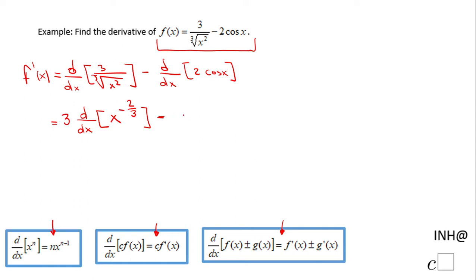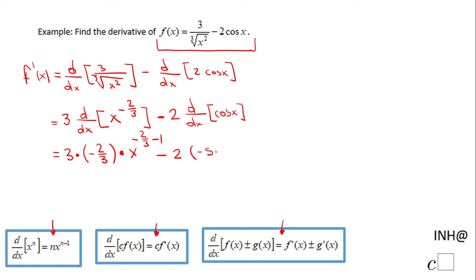Minus, the same rule here, the constant multiple rule. I'm going to pull the 2 out, and then I'm going to have the derivative with respect to x of cosine of x. And now let's move to the next thing. I'm going to use the power rule for the first part, which allows me to bring the negative 2/3 up front times x to the negative 2/3, and don't forget to subtract 1. And let's move to the next one, minus 2 times, and the derivative of cosine of x is negative sine of x. And let's do some simplification here.